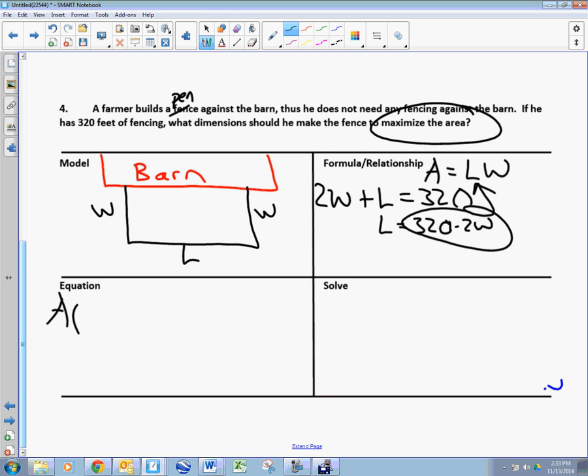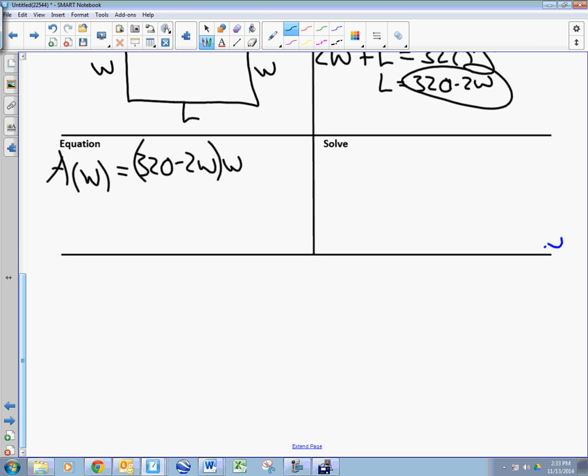So now I have area in terms of what variable? W. L goes away. L is gone, right? There are going to be no more L's. There will only be W. So its area in terms of W is 320 minus 2W times W. Or 320W minus 2W squared. What shape does it make? Right side up or upside down? Upside down. So I'll draw my graph.